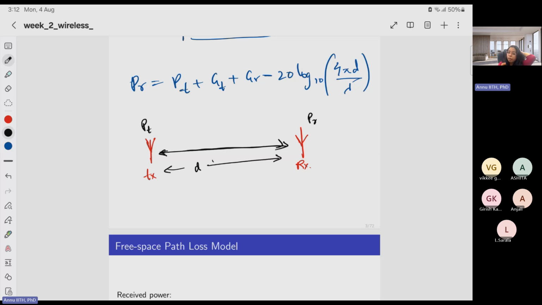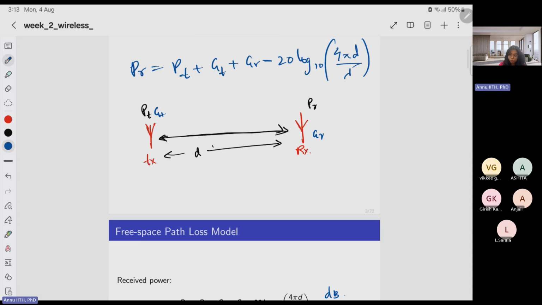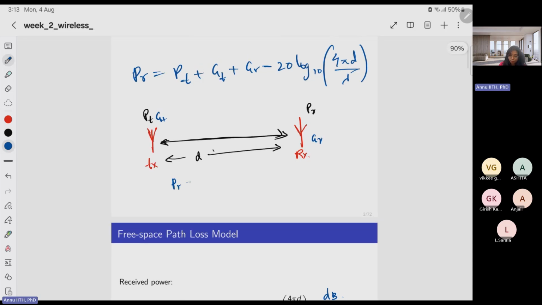But even a single antenna is associated with a gain, called GT. And the receive antenna is associated with GR. So in this path loss, since PR is directly proportional to PT, it is also directly proportional to GT. And since it depends on how much gain it can receive, it is also proportional to GR.